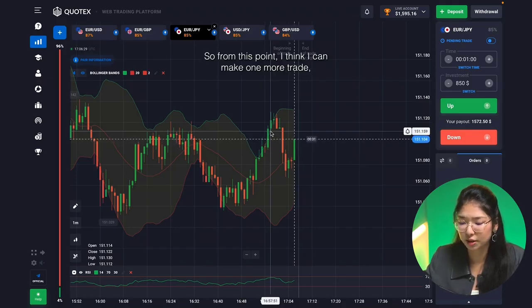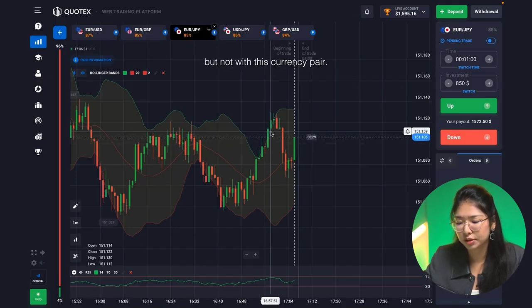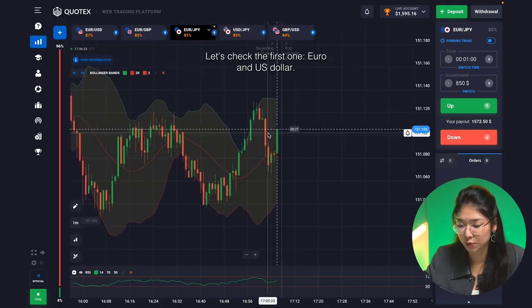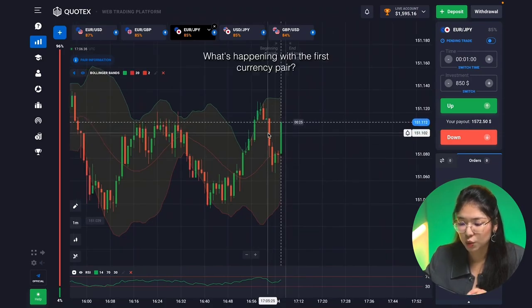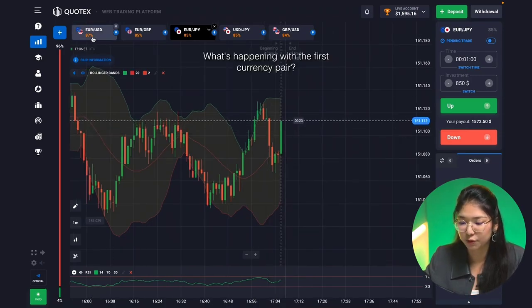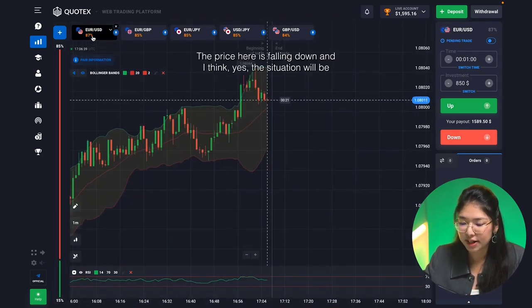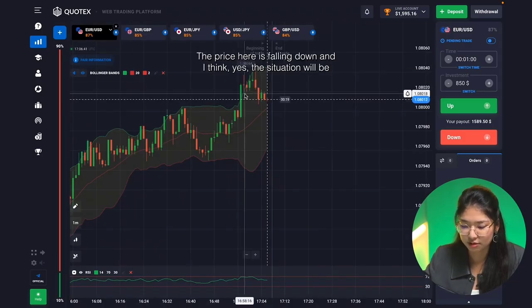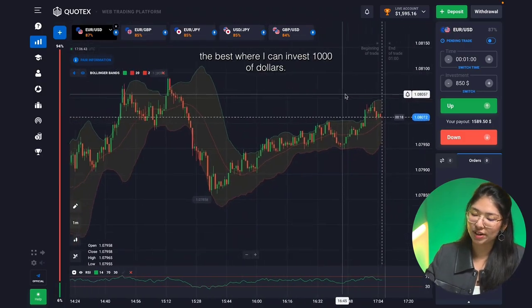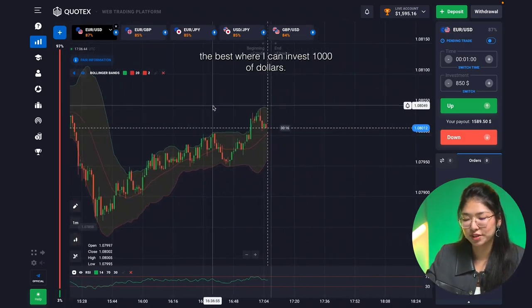So from this point I think I can make one more trade, but not with this currency pair. Let's check the first one, euro and US dollar. So what's happening with the first currency pair? The price here is falling down, and I think yes, the situation will be the best where I can invest $1,000.